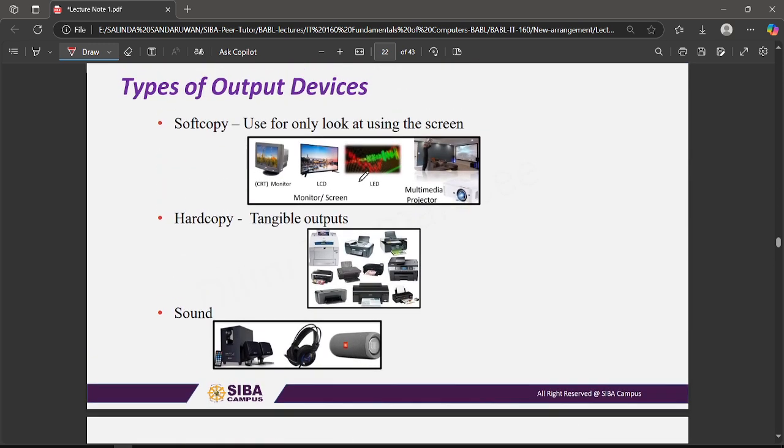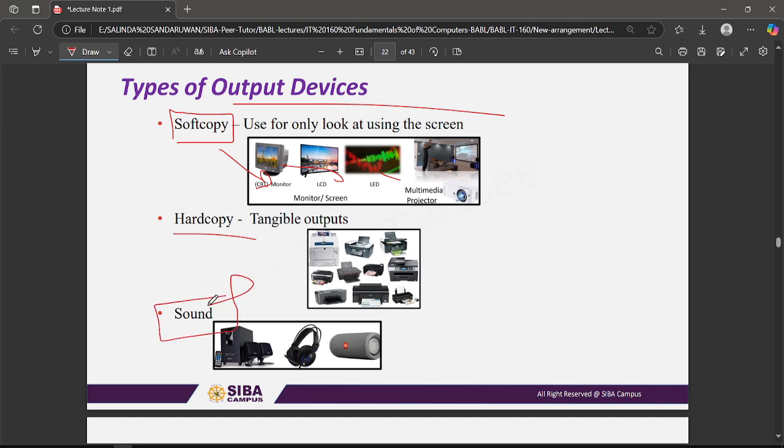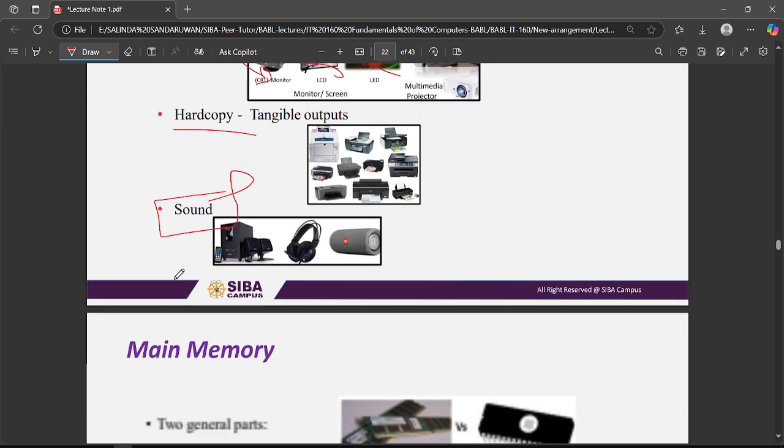Then, types of output devices. You can have soft copies on monitors, LCD screens, LED, likewise, and you can have hard copies using printers, and you can even output the copy as sound.